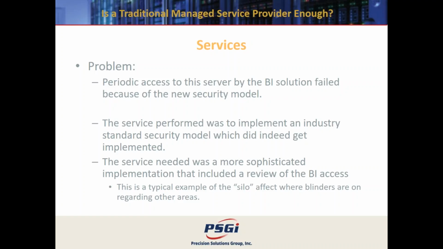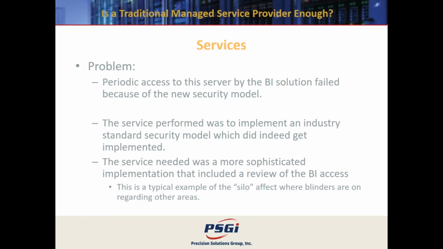So it took a while to identify the issue because the gathering of data for the data warehouse only happened once a day or twice a day, it wasn't a constant occurrence. So it's not like any error messages appeared while the MSP was working. So looking at this from an integrated managed services perspective, a review of that BI access to this particular source data would have been performed before the new security model was applied, and that would have been taken into account.